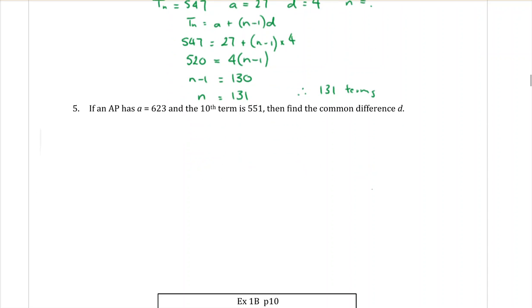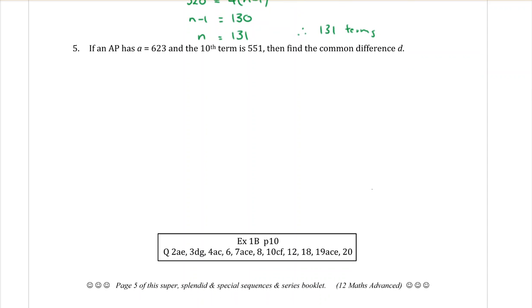All right, one more, question 5. If an AP or an arithmetic progression has A equal to 623 and the 10th term is 551, find the common difference. So it's already there, that's why I highlighted it. A is equal to 623. The 10th term, that means T10 is equal to 551. Telling me that it's the 10th term is also telling me the n is equal to 10.